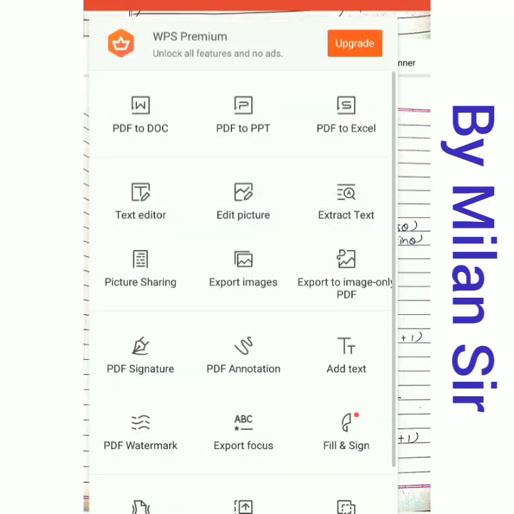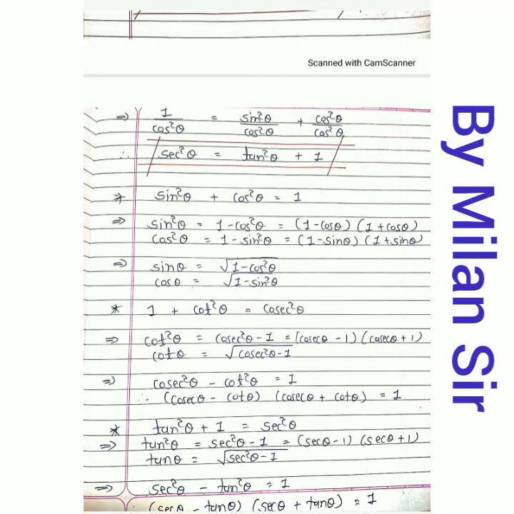So what is our first identity? It is sine square theta plus cos square theta is equal to 1. Now divide that identity by cos square theta this time. So here cos square theta, cos square theta, cos square theta. 1 upon cos theta is the formula of sec theta, so 1 upon cos square theta is equal to sec square theta. Then sine square theta by cos square theta is the formula of tan theta, so tan square theta, and cos square theta cancels, that means 1.